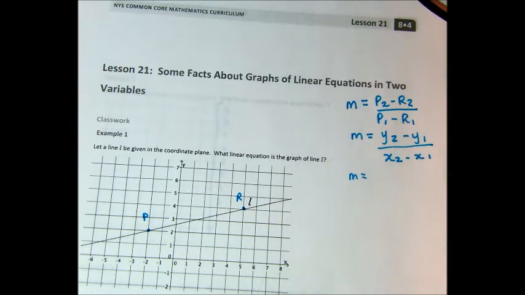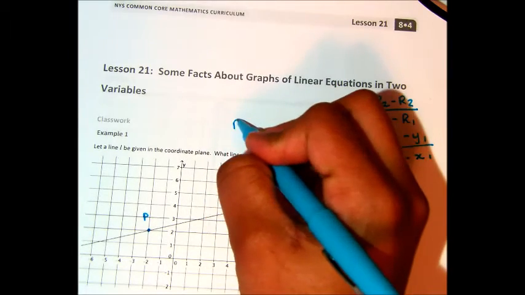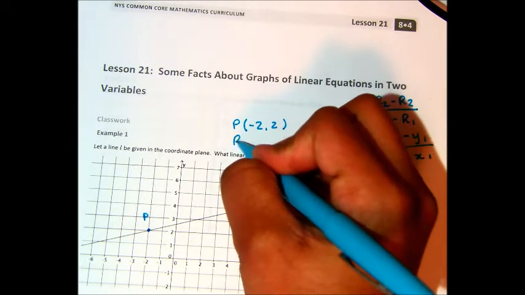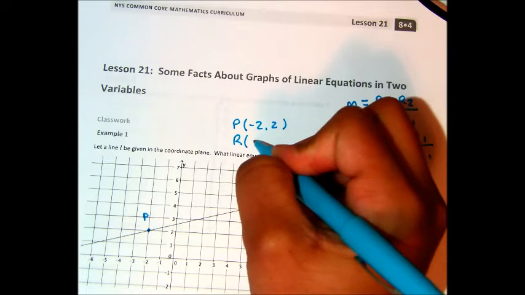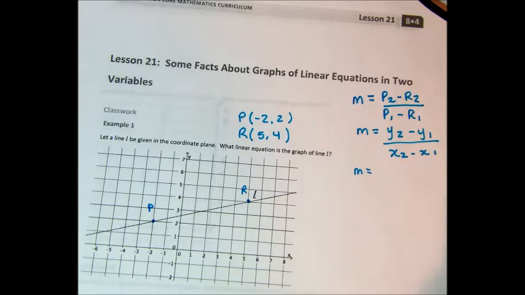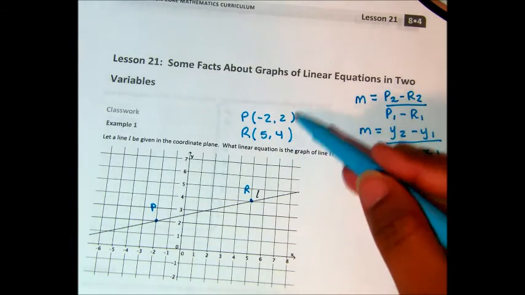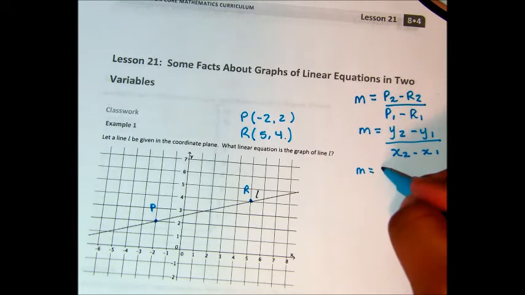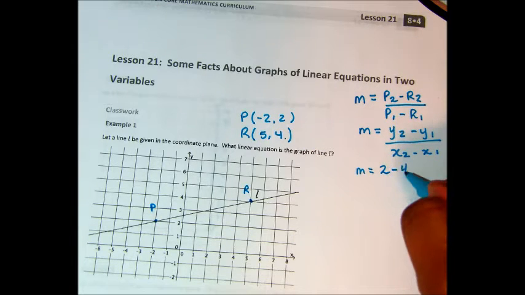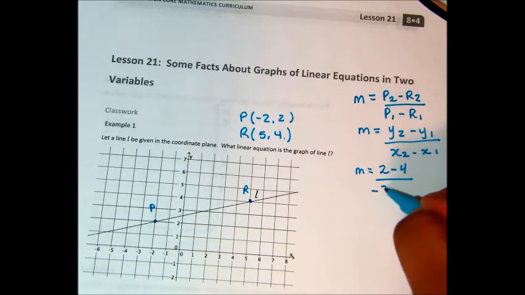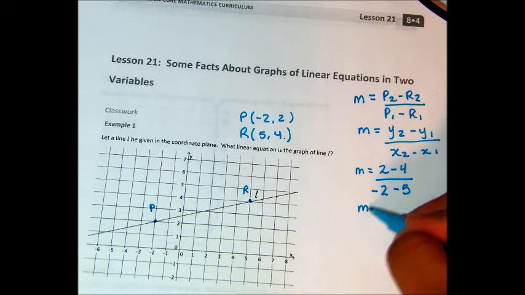I'll pull out the ordered pairs so you can see them better. P is located at (-2, 2), and R is located at (5, 4). You want to make sure your points are on the line. When you stack your ordered pairs like I've done, it's easier to say y2 minus y1, so 2 minus 4, over x2 minus x1, -2 minus 5. I'm going to continue to work vertically.